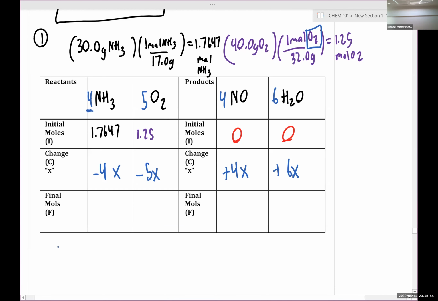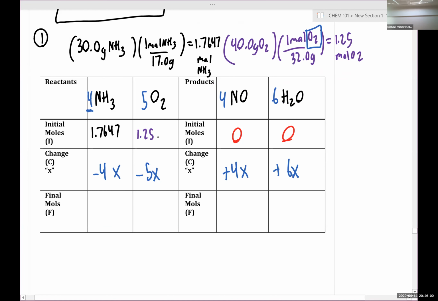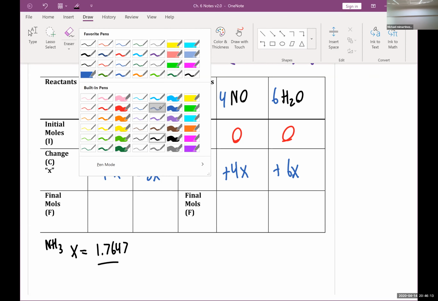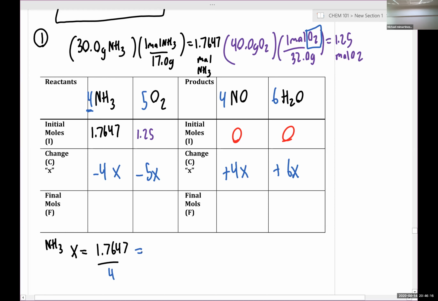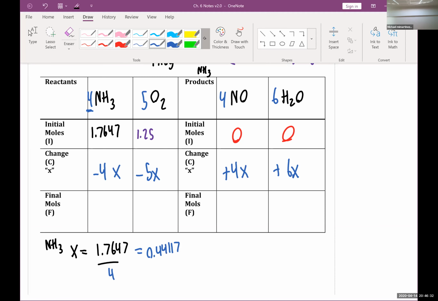What we're going to do is for each of our reactants, we're going to calculate the value of x. And remember our shortcut. For ammonia, you simply take the initial moles and you divide it by your reaction coefficient. This is such a nice trick because it saves you so much time. So we'll take 1.7647 and divide it by 4, and we get 0.44117.